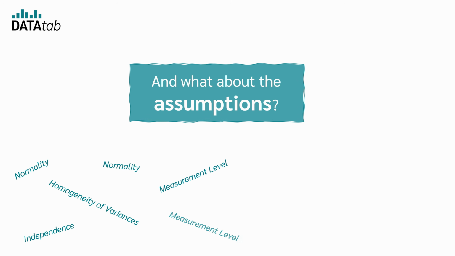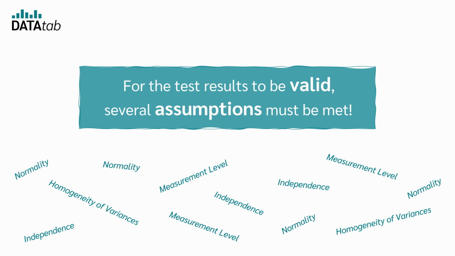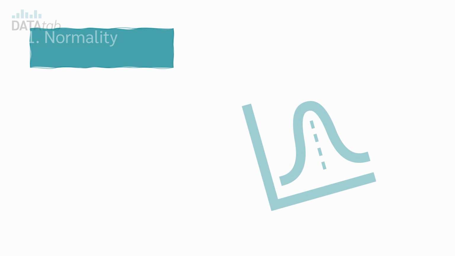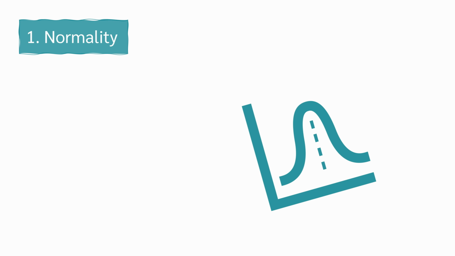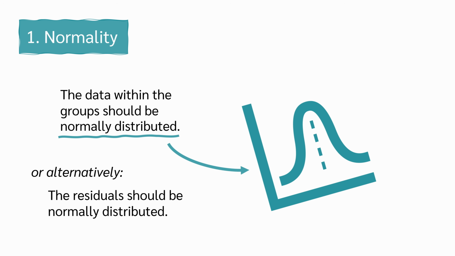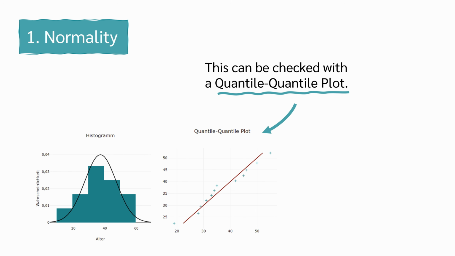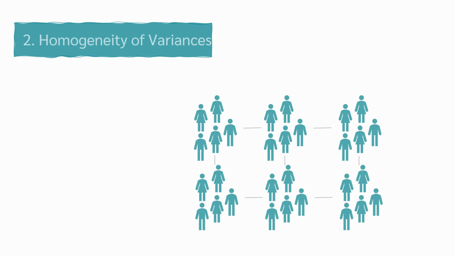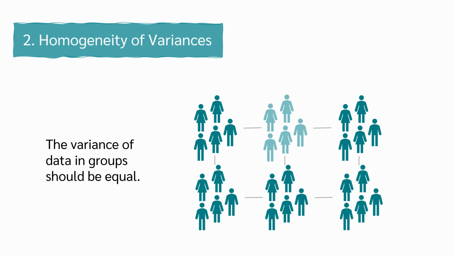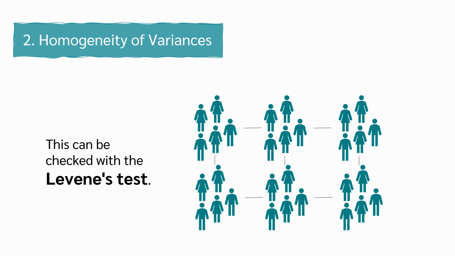And what about the assumptions? For the test results to be valid, several assumptions must be met. Number 1. Normality. The data within the groups should be normally distributed. Or alternatively, the residuals should be normally distributed. This can be checked with a quantile-quantile plot. Number 2. Homogeneity of variances. The variance of data in groups should be equal. This can be checked with the Levene's test.